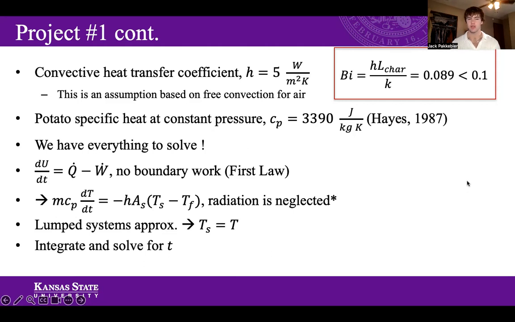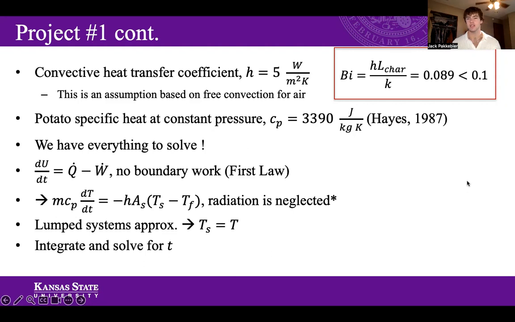Starting out, we look at the first law and the internal energy. We get dU/dt equals Q dot minus W dot, where we can slash W dot right off because there's no boundary work. Going to the next line, we can see that m c_p dT/dt equals our convection term. You can add in a radiation term here, however for this case we are going to neglect radiation.